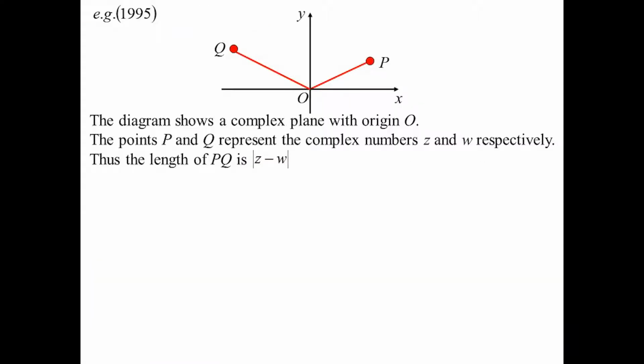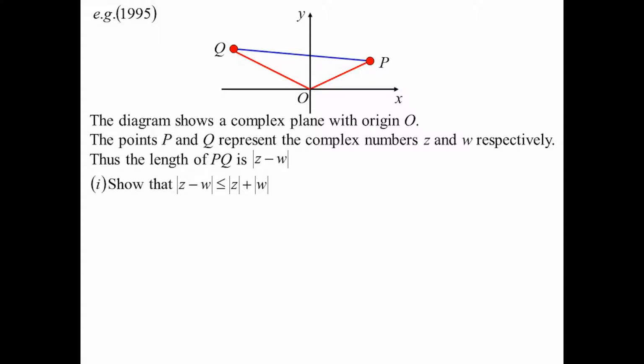Here's a very old HSC question. It comes from 1995. They gave us this particular diagram and told us a bit of information. P and Q are representing z and w. And they've even given us a hint, saying the length of PQ must be head minus tail, z minus w, the modulus of that. Show that. So here's our triangle inequality.